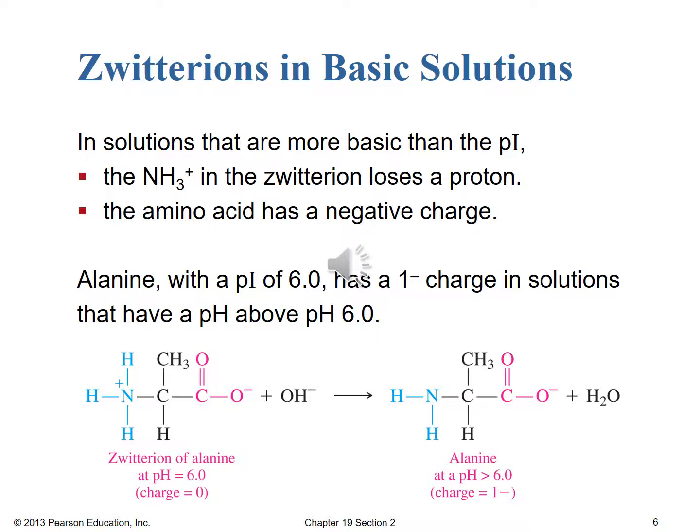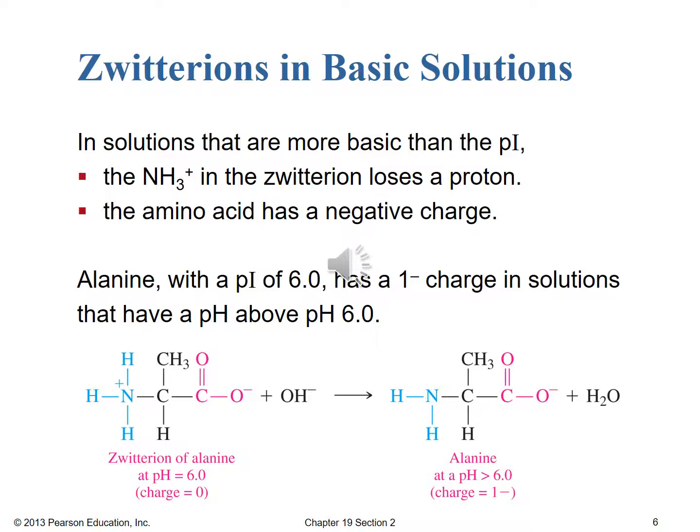It's no longer a Zwitterion. So if we look here, when we have that pI of 6.0, we would be a neutral Zwitterion. If we're above pH 6.0, then we're going to be a negatively charged ion because at pH levels above 6.0, we no longer have that amino group protonated. So there we have it.